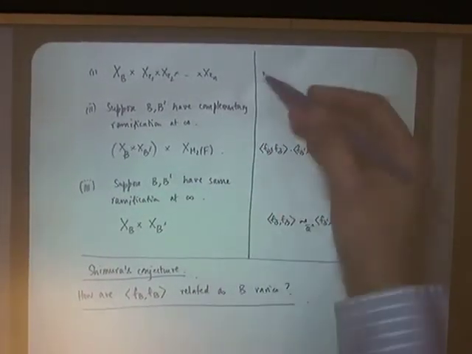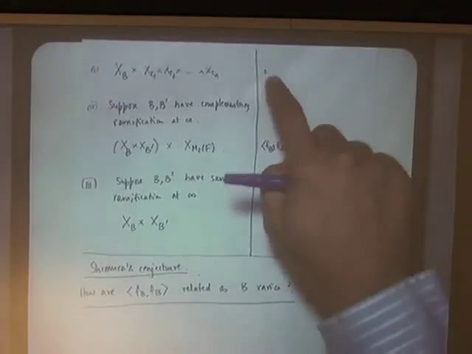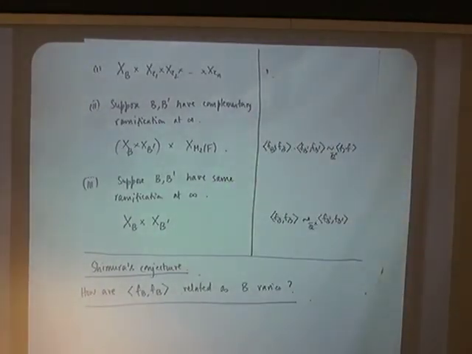And Michael Harris settled case 1 under the condition that there are such B_i's, that for each i there's a quaternion algebra which is split at that place and ramified everywhere else to which this form transfers.